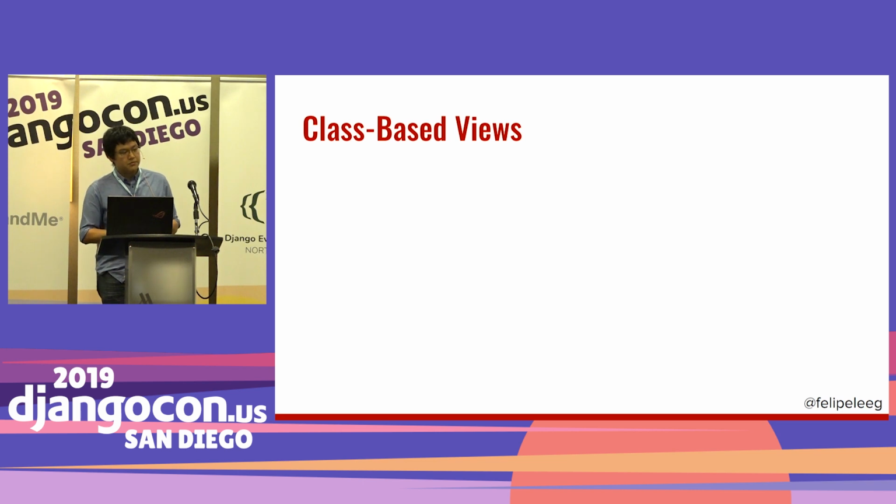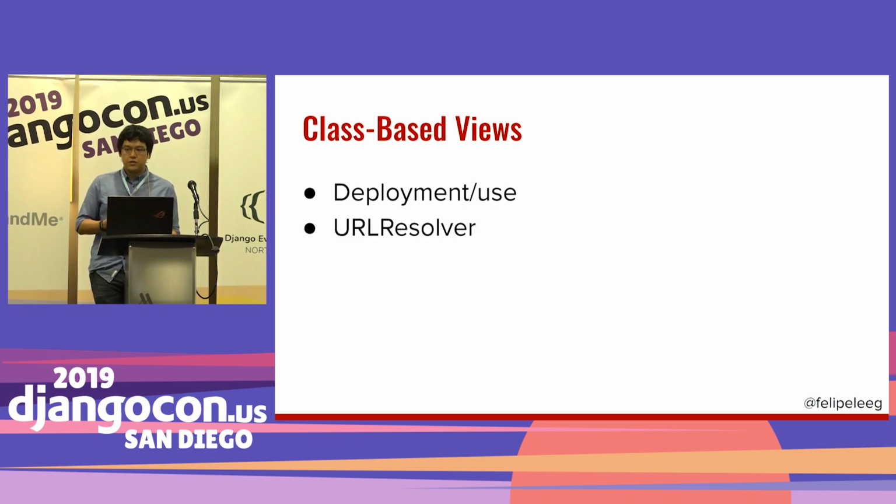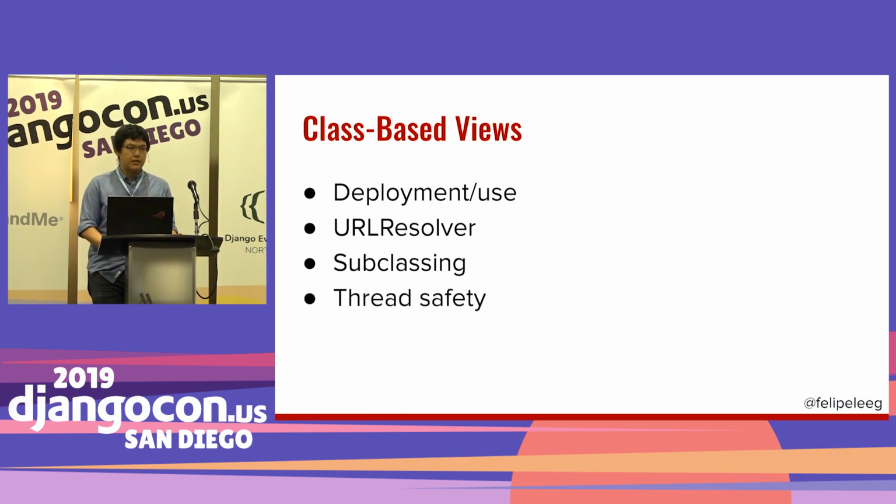So then the question became, well, how do we actually implement class-based views in Django? So one of the things we need to keep in mind is how do you deploy them, how do you use them, and then how does the URL resolver actually handle them? Because it won't be the same as with functions, or it could be, but that's what we'll talk about. How easy is it to subclass them and override whatever functionality you care about or need to change? And then thread safety. So you want to make sure that every request that comes in is on its own. It doesn't interact with any other request.